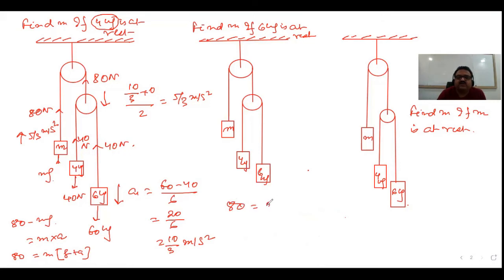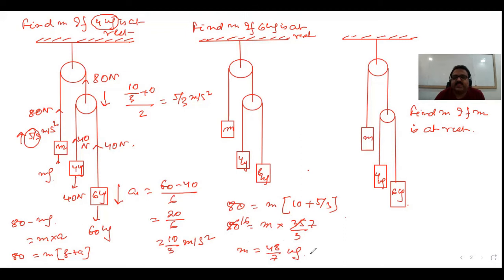Now 80 equal to m. What is m? I don't know. g is equal to 10. And what is a? It is 5 by 3. So if we do the calculation, 10 into 3 is 30 plus 5, 35 by 3. And if I calculate this, 5 7s are 35, 5 6 10, m is equal to therefore 48 by 7 kg. So easy to solve.